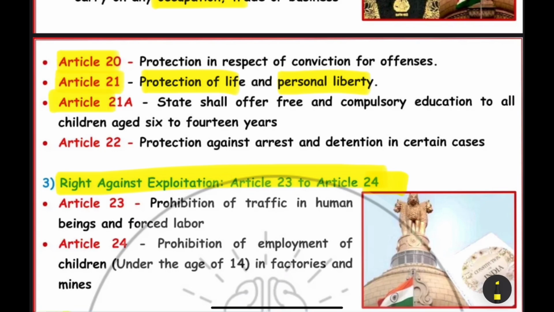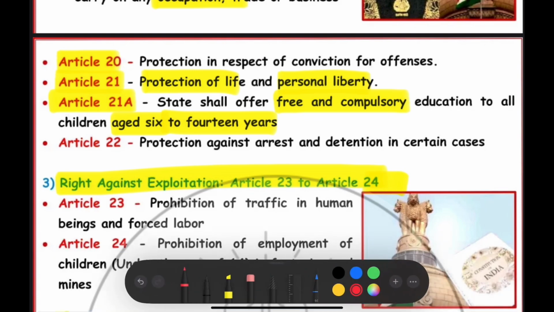Then Article 21A tells us about elementary education. The state shall offer free and compulsory education to all children aged 6 to 14. So this is the elementary education provision. And which amendment act did this come in? This came in the 86th Amendment Act, 2002.